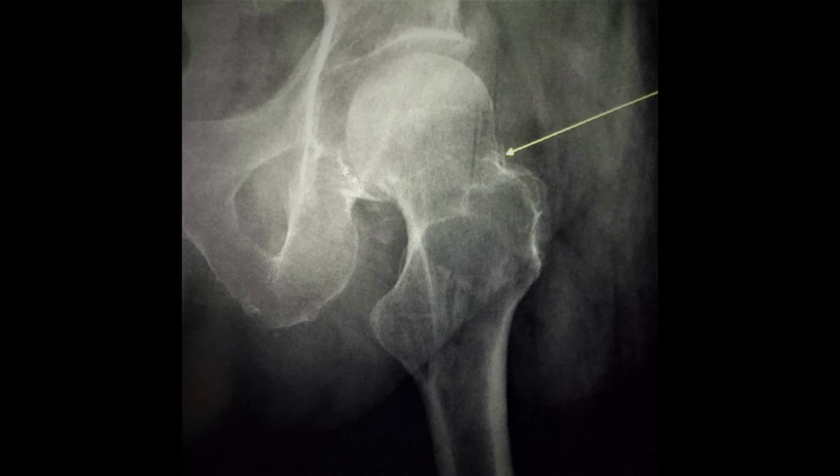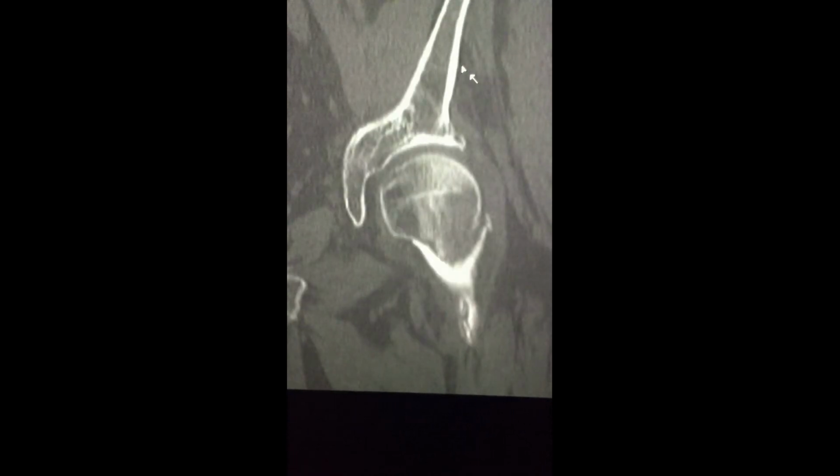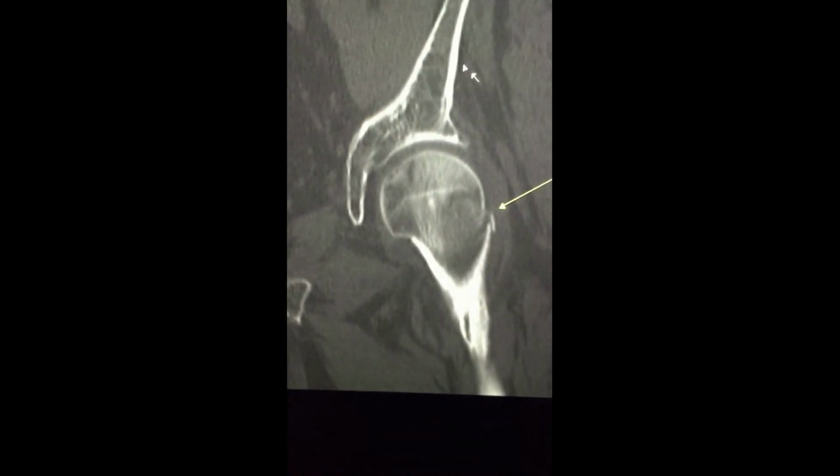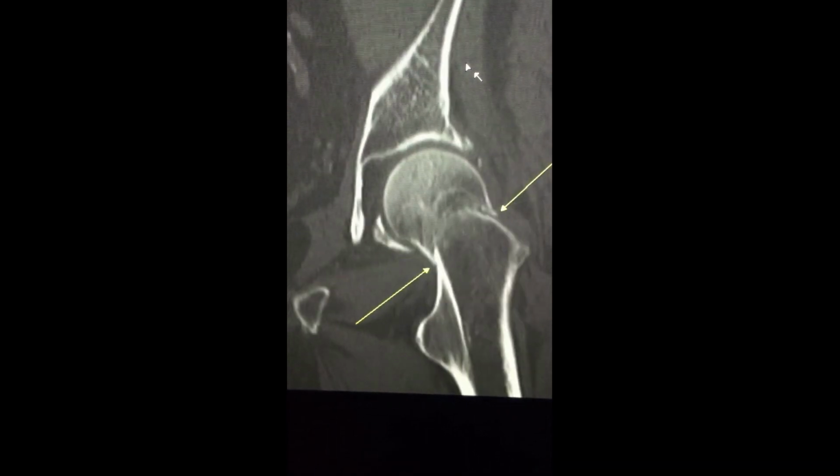So let's look at this CAT scan for the same patient. Here's the coronal CT scan. As you can see by the arrows, these are the fracture line. And actually you see multiple fracture lines, both laterally and medially.